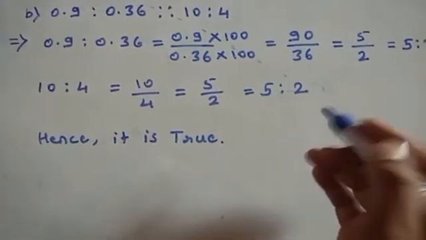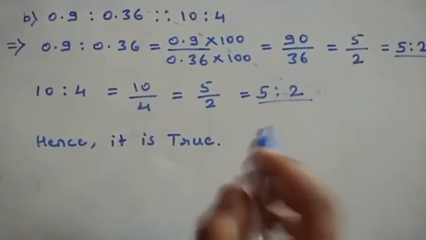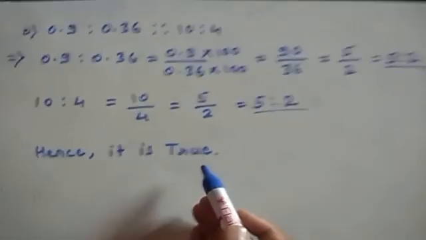Now here we can see this ratio is also 5:2. This one is also 5:2. Means they are in proportion. Both the ratios are the same means what? They are in proportion. Hence it is true.